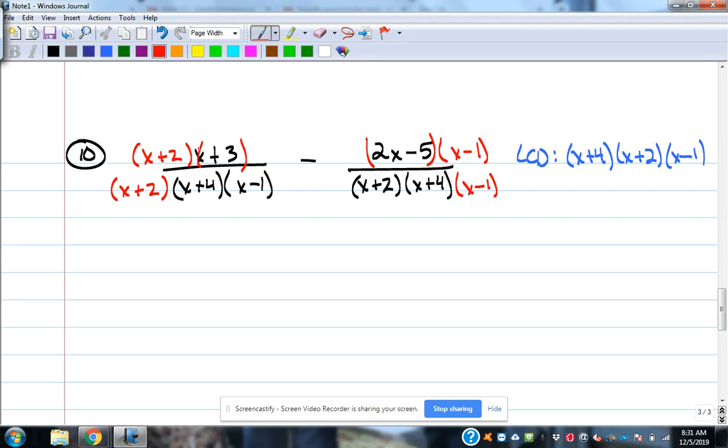So the top part, we're going to multiply that out. x plus 2 times x plus 3. So it'll be x times x is x squared, 2x and 3x is 5x, plus 6, over x plus 2, x plus 4, x minus 1. It doesn't matter what order you write those denominators in.